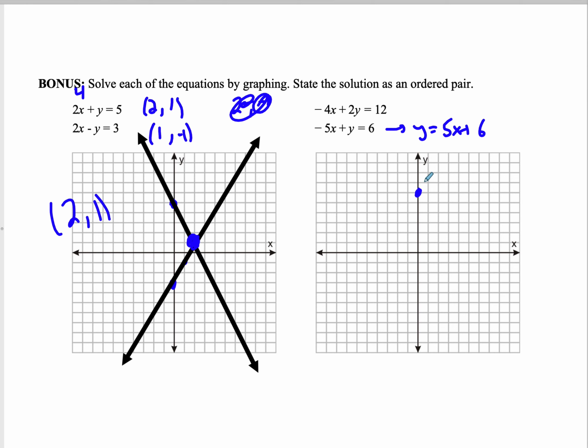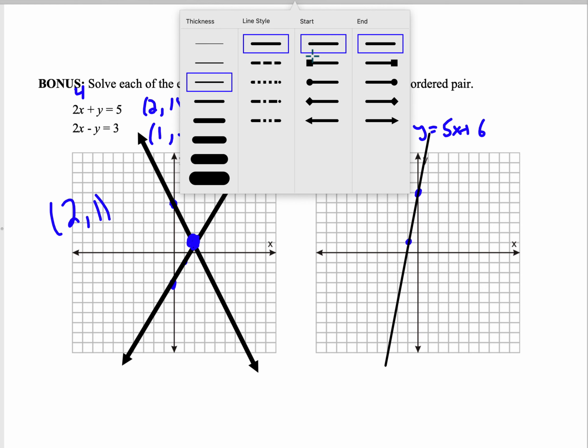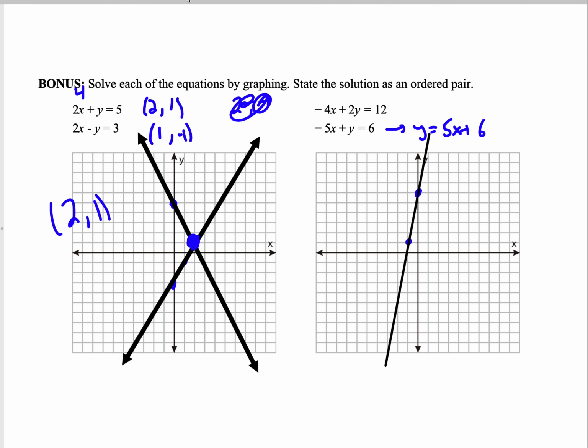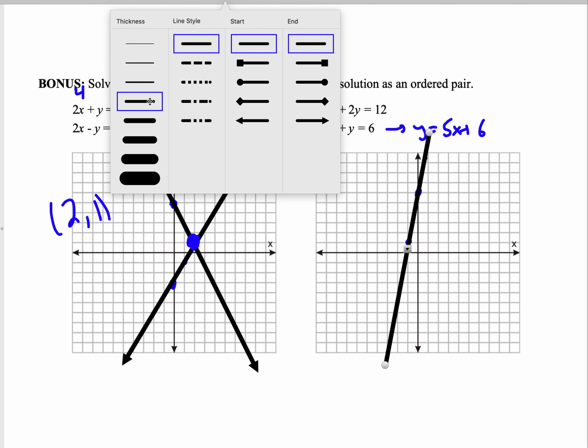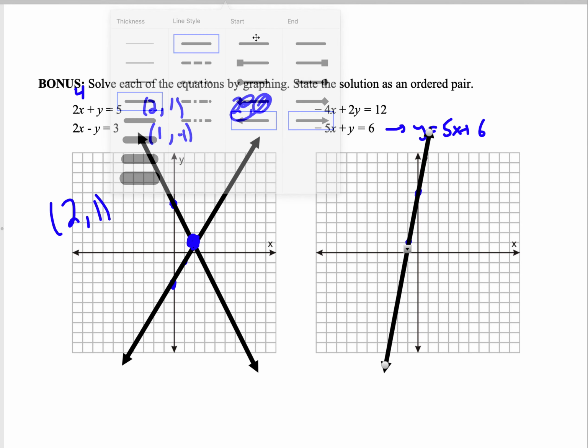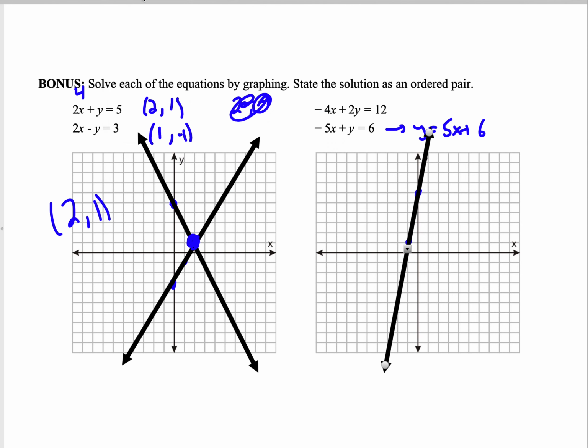Here I'm going to be going up 5 over 1, but since I can't fit that, I'm going to go down and left. All right, I get my 2 points. I connect them with a line. Everything appears, at least for now, to be good. Let me make this darker and put the arrows on the ends. Perfect. The other one I am going to do with intercepts.